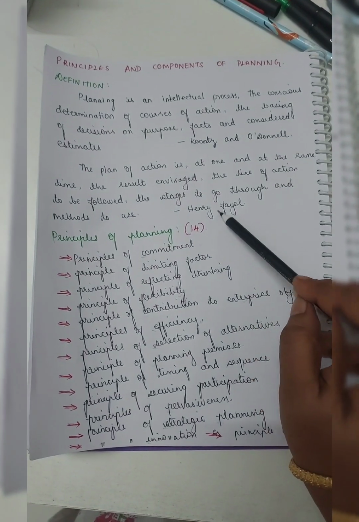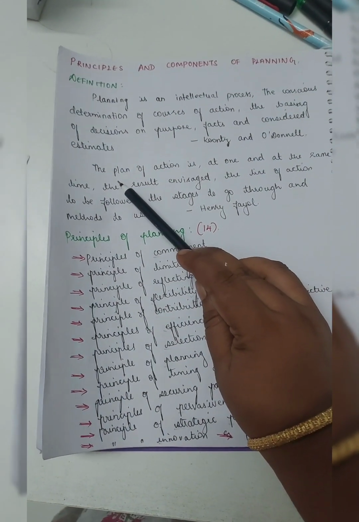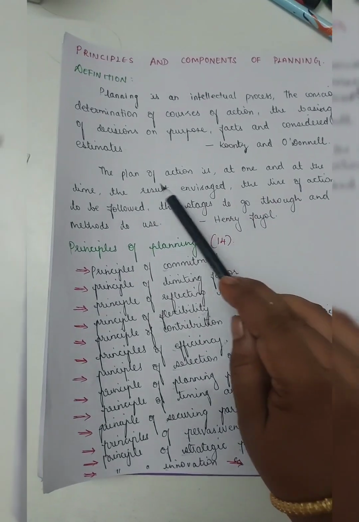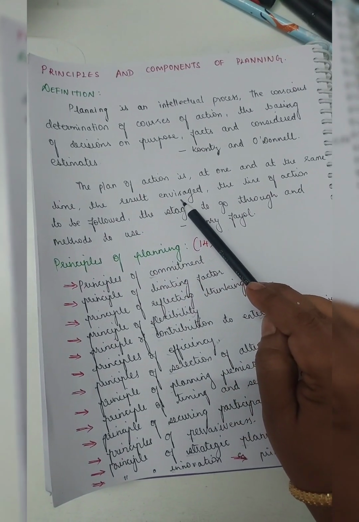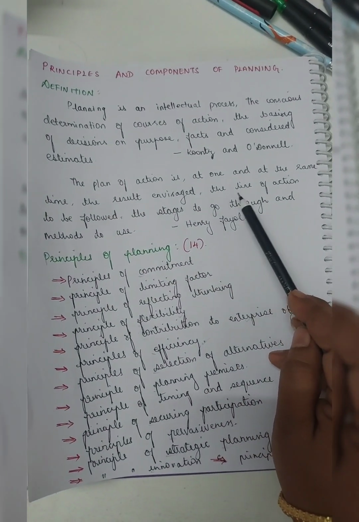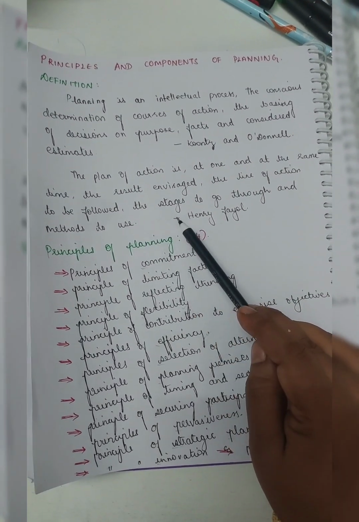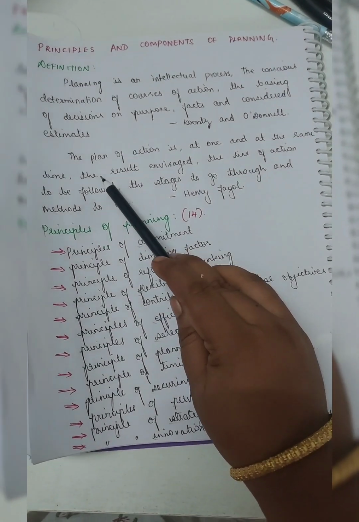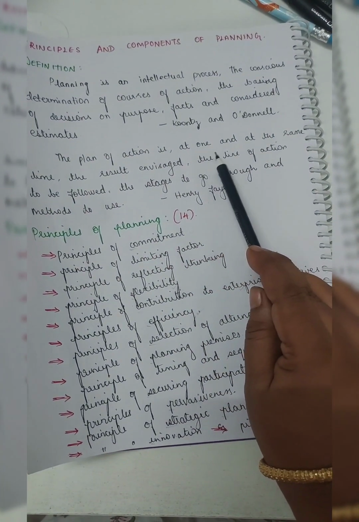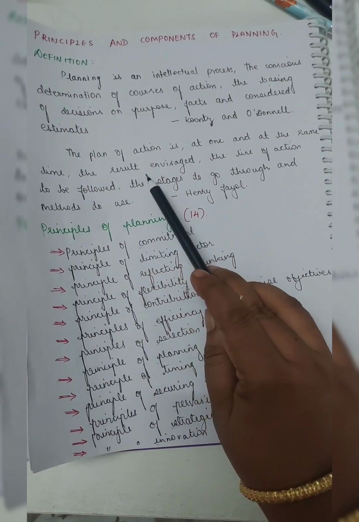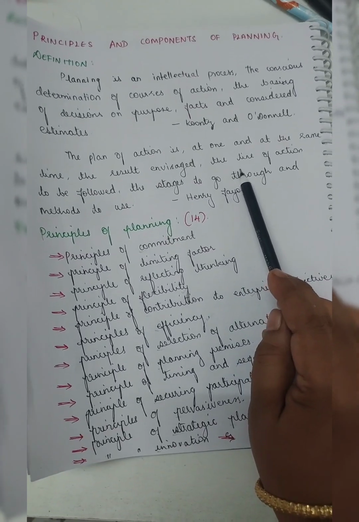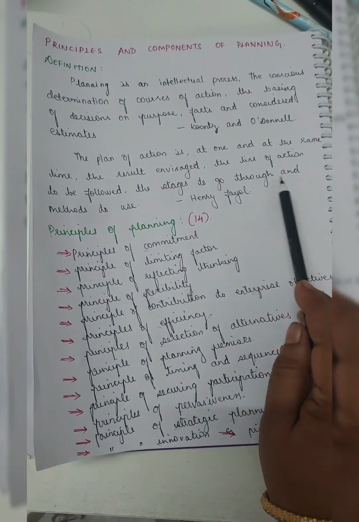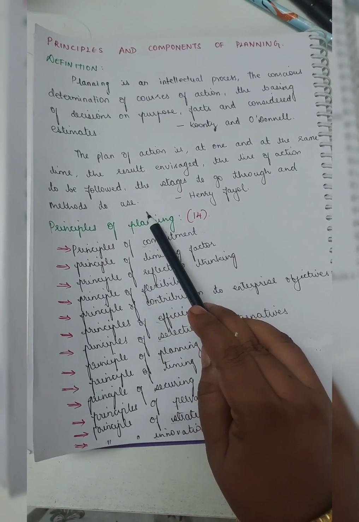According to Henri Fayol, planning is defined as: the plan of action is at one and the same time the result envisaged, the line of action to be followed, the stages to go through, and the methods to use.